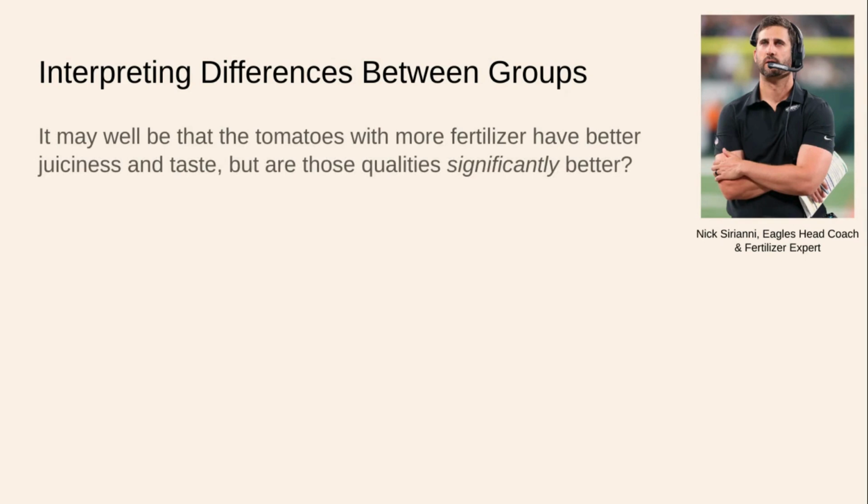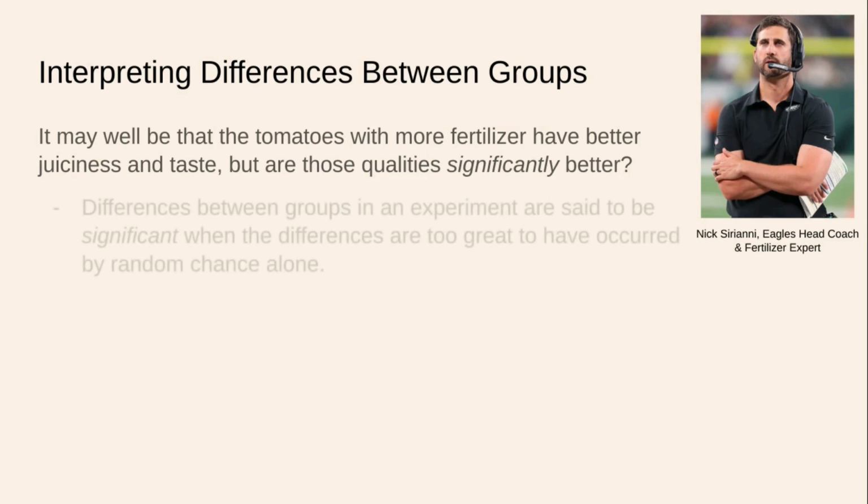So it may well be that the tomatoes with more fertilizer have better juiciness and taste, but are those qualities significantly better? So say our experiment turned out that yes, OptiGrow does seem to produce better tomatoes, but are they significantly better? That's a key word here. I will often say to students that the 2 most important words in statistics are independent, which we will see a lot, especially as we get to the last, say, third of the year, and significant, okay? Independent and significant. Those are the 2 biggest words in statistics as a whole.